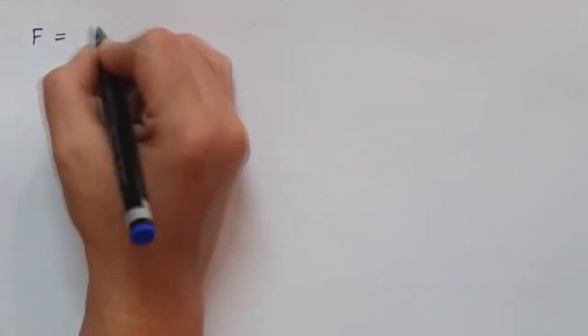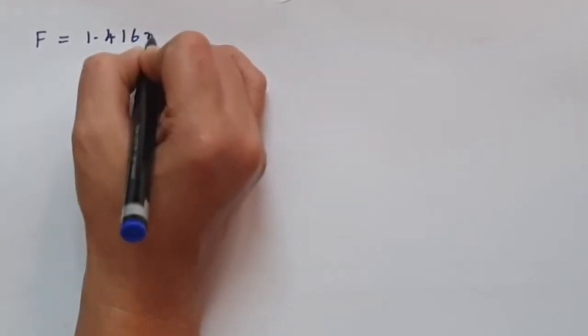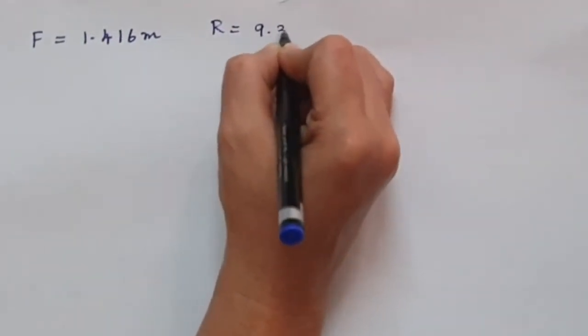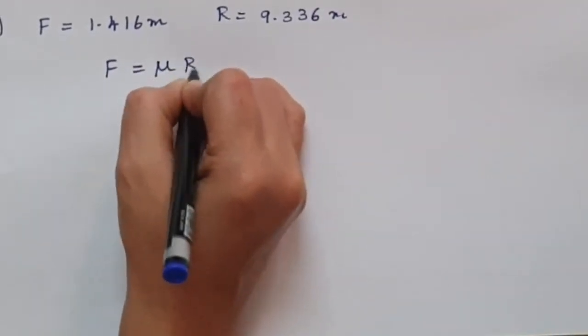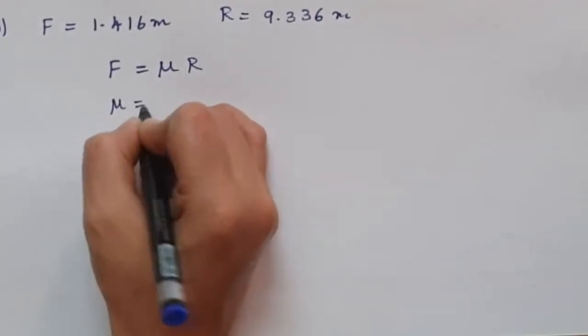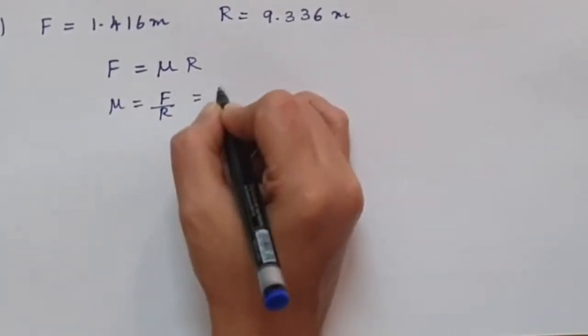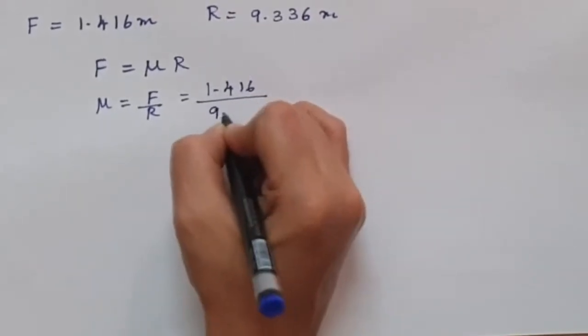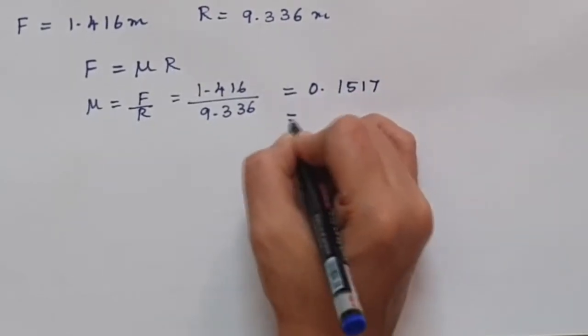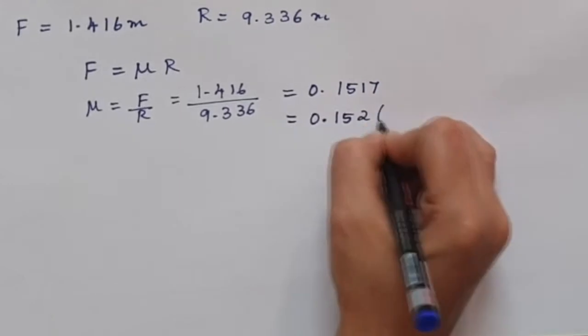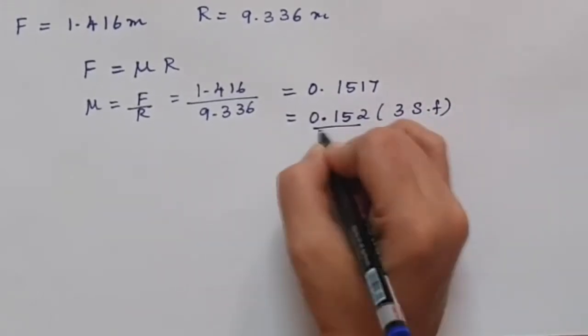So we have done our first part. Now in the second part, we have found from the first part F equal to 1.416 m and R equal to 9.336 m. From the frictional force F equal to mu R, replacing in it, our mu will be equal to F over R. That is 1.416 divided by 9.336, which is equal to 0.1517, or 0.152 correct to 3 significant figures.